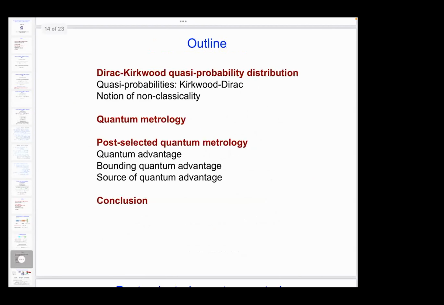So now let's see the next part of my talk. This is postulated quantum metrology. So we are aiming to violate the bound, whether it is possible, and if it is possible, how it can be possible, right? So let me go to the next part of my slide.